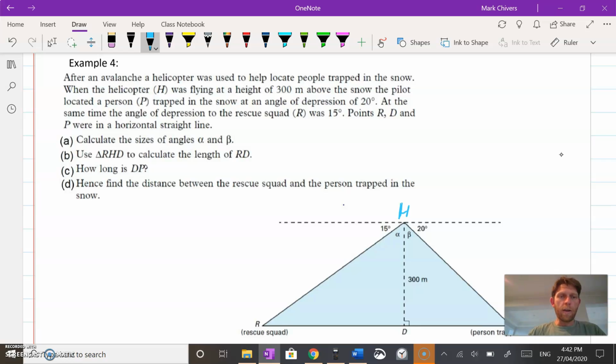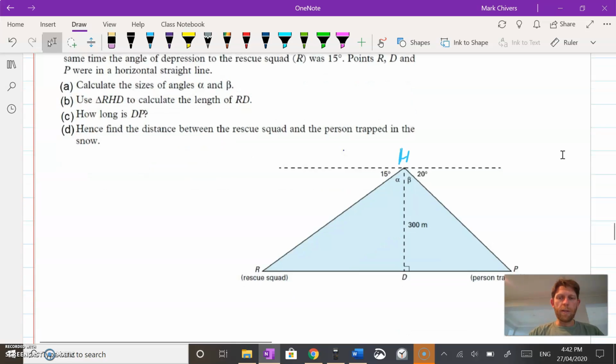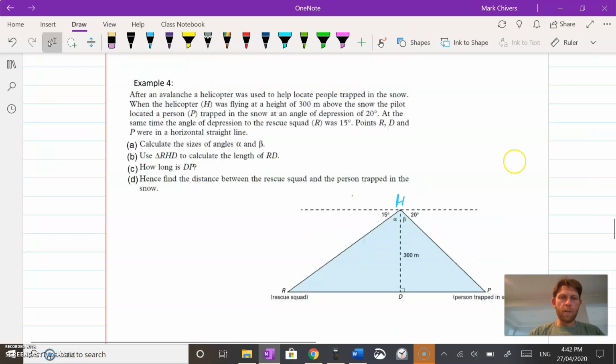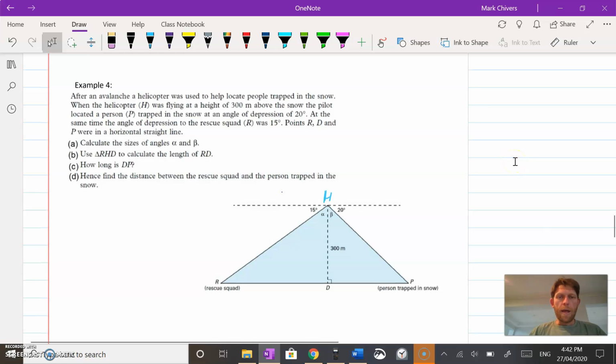The pilot located person P trapped in the snow. I'm just going to make that a bit smaller so we can see. And at an angle of depression of 20 degrees. At the same time, the angle of depression to the rescue squad R was 15 degrees. Points R, D, and P were in a horizontal straight line. So calculate the sizes of angles alpha and beta.